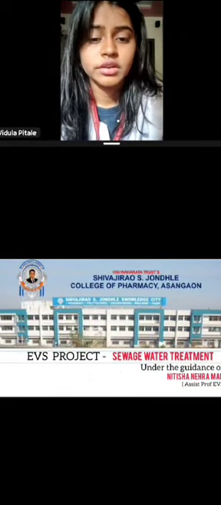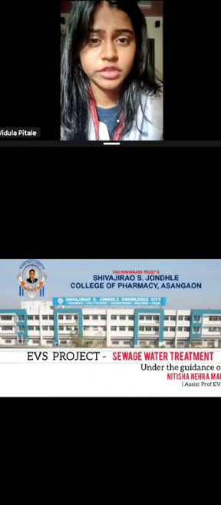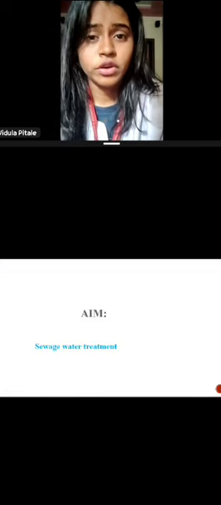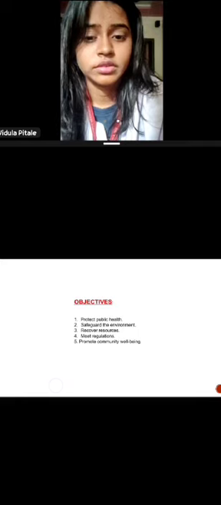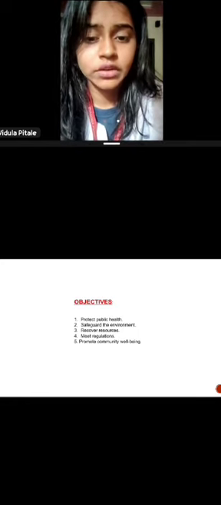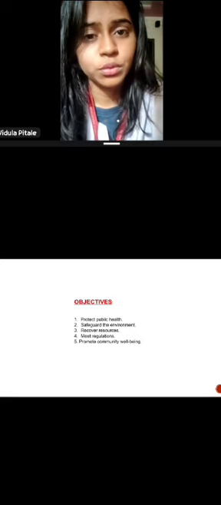Our topic is sewage water treatment, under the guidance of Nikisha Mehra ma'am, Assistant Professor. Aim. The aim of our project is sewage water treatment. The objectives of sewage water treatment are to protect public health, safeguard the environment, recover resources, meet regulations, and promote community well-being.